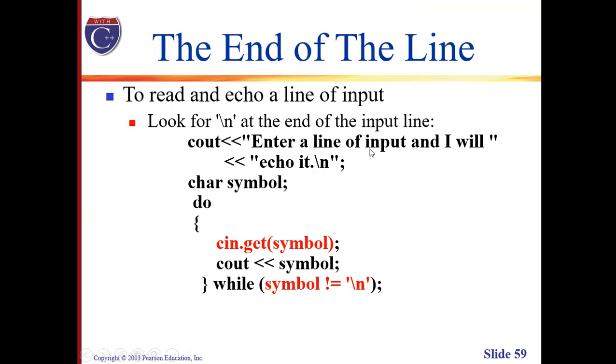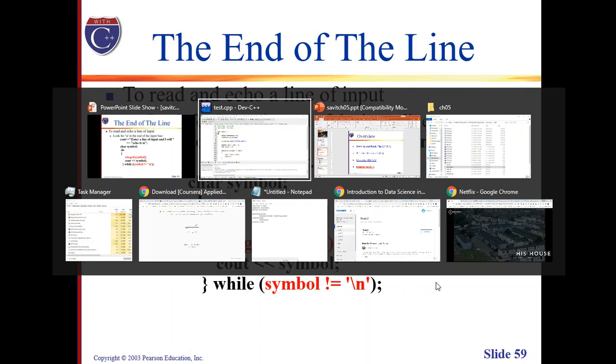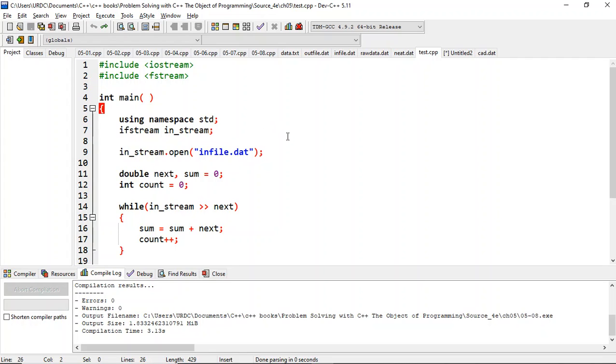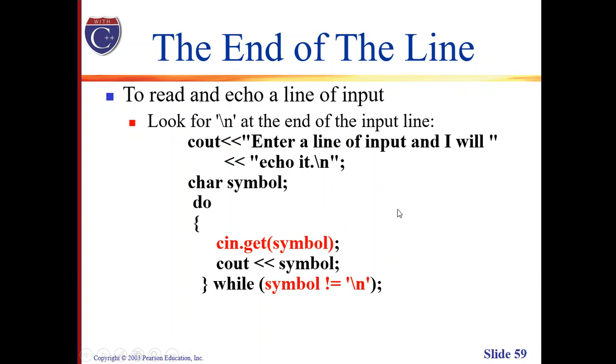To make this clear, let's take a look at an example in which we will enter a line and read the input one character at a time, and then expect it to stop the moment that we reach the end of the line character. For example, let's take a look at this. Okay, so we're just going to use our existing file and then modify it and insert the code that we have here.